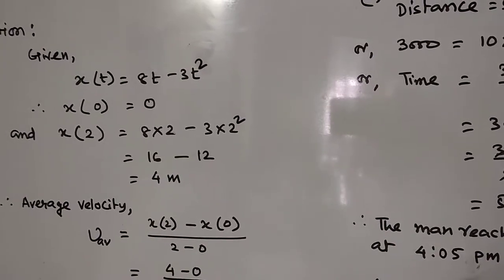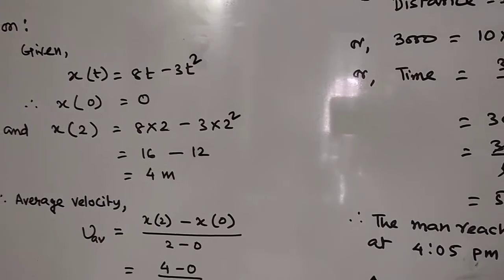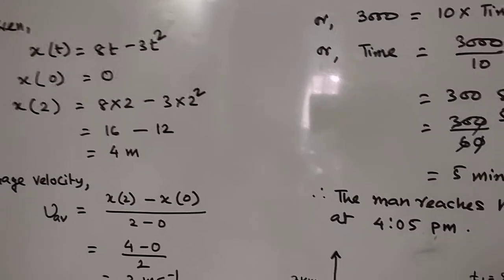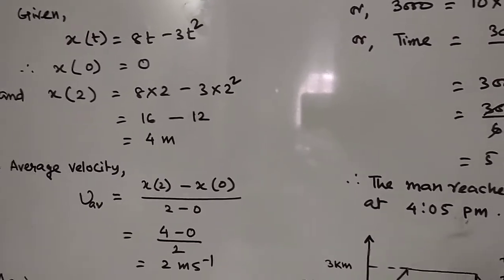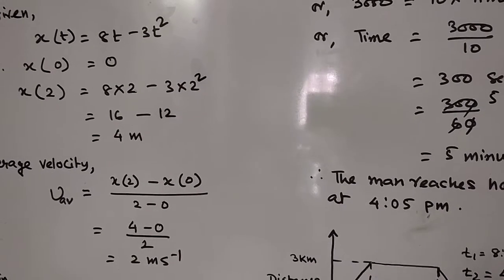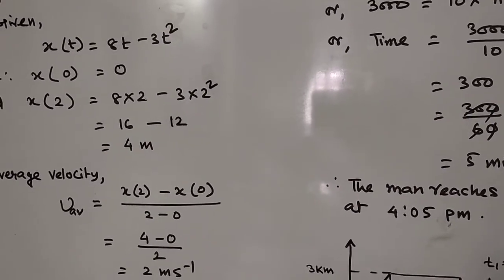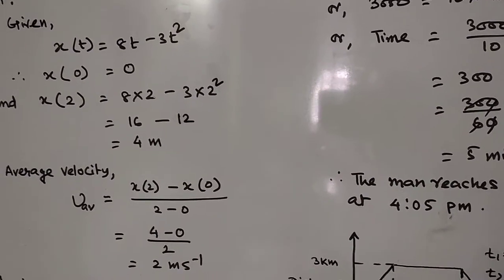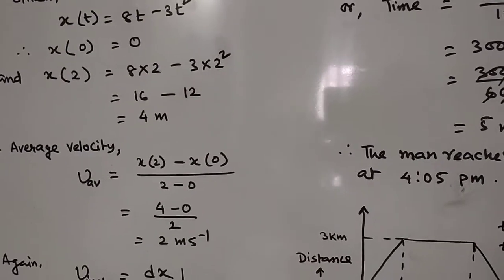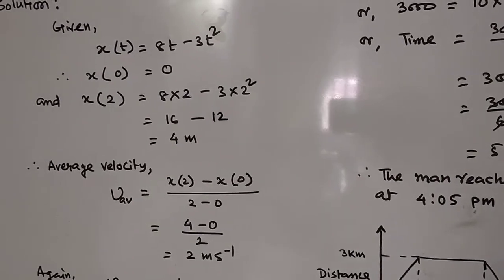So average velocity is x(2) minus x(0) divided by the time interval. The time is 0 and 2 seconds, so 2 minus 0. So x(2), because we substituted t as 2 seconds, is 4, and x(0) is 0, so it comes out to 2 meter per second. So average velocity is 2 meter per second.